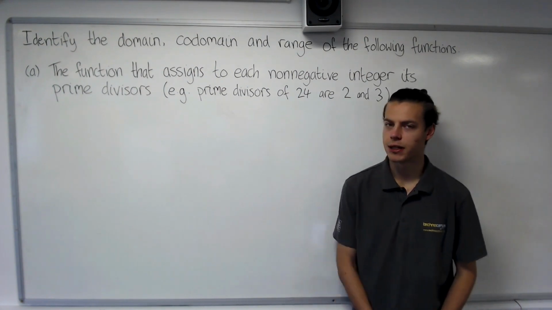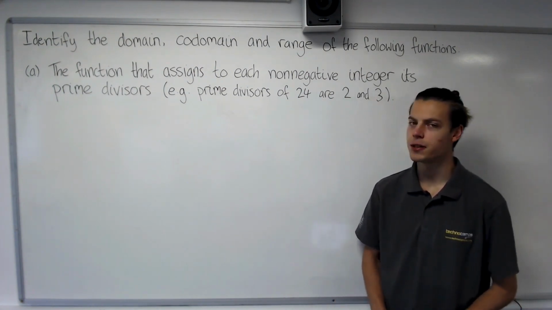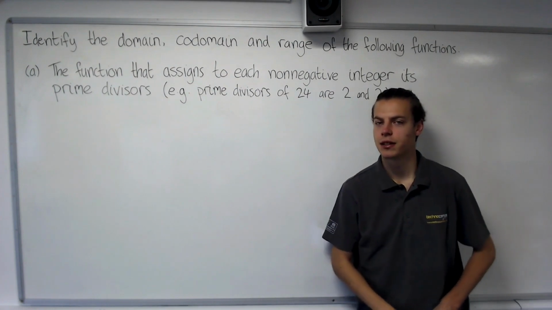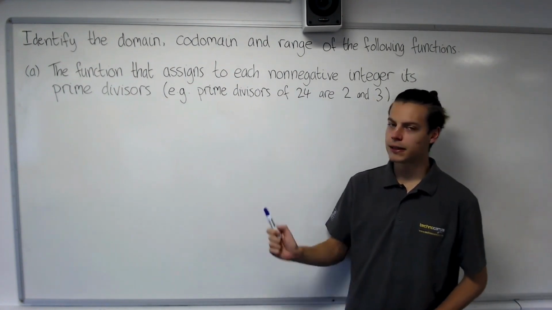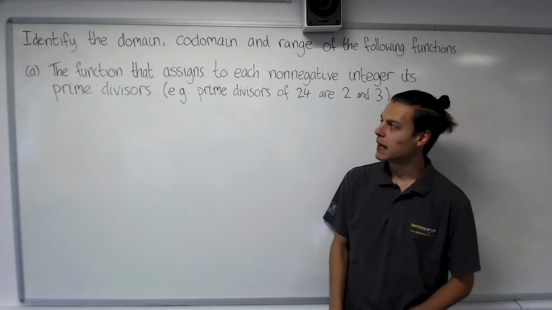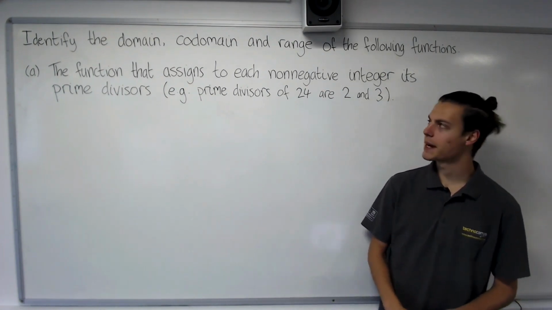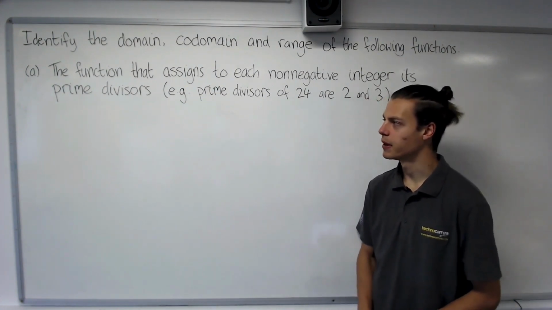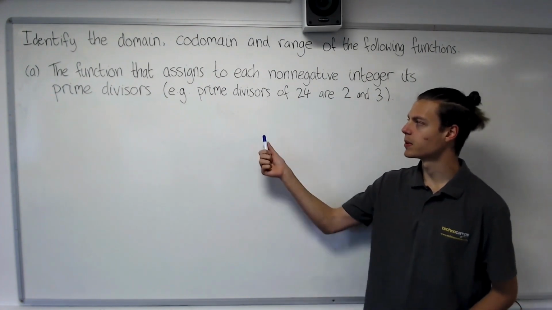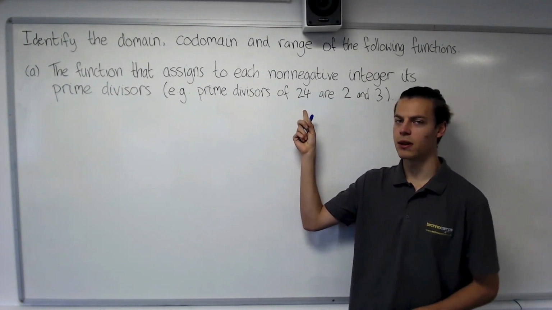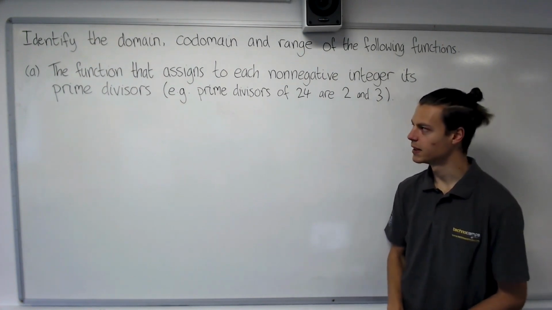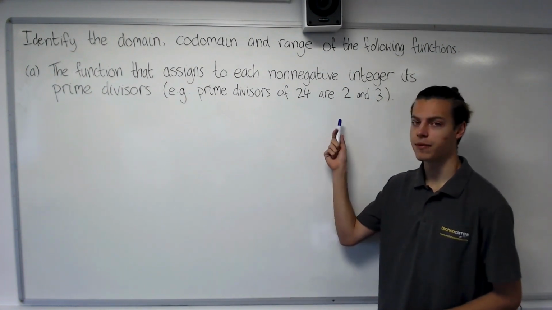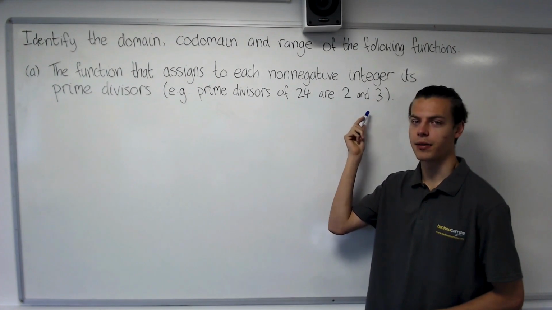So in this exercise, we are just identifying some features of functions, right? These features are the domain, codomain, and range. Okay. So let's take a look at the first function. This is defined as the function that assigns to each non-negative integer its prime divisors. Okay, that is any prime number that divides the number evenly. Right. So for example, the prime divisors of 24. 24 is 8 times 3, which is 2 cubed times 3. So the prime divisors of 24 are 2 and 3. Okay?